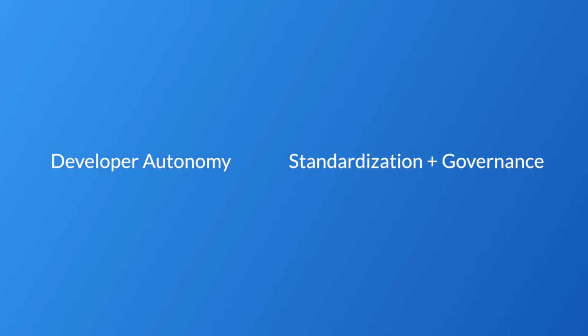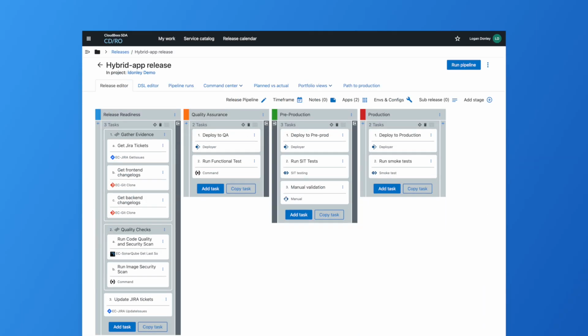When building a high-performing software business, you must balance developer autonomy with standardization and governance. You need to let the developers operate in ways that make them as effective and happy as possible, while ensuring that the correct processes and checks are in place. CloudBees CDRO can help you accomplish this.